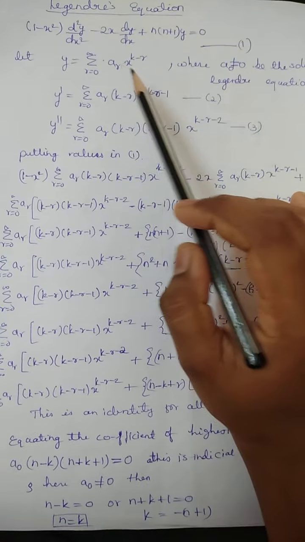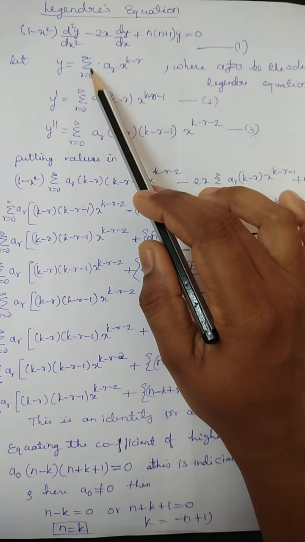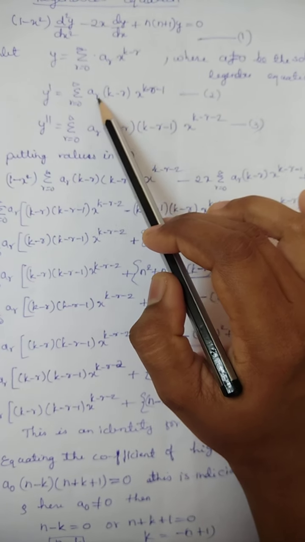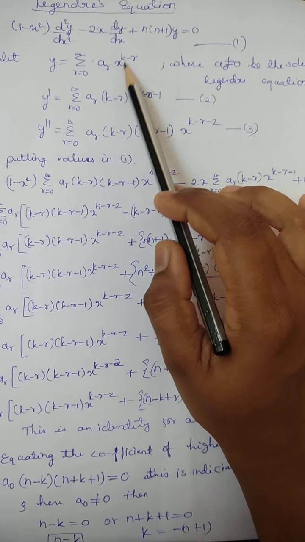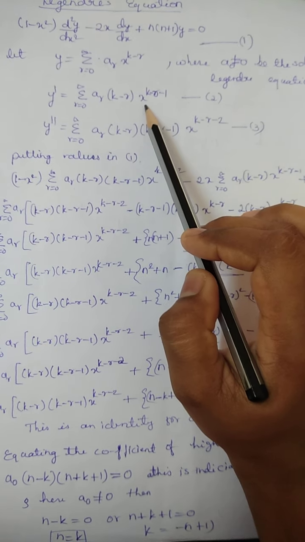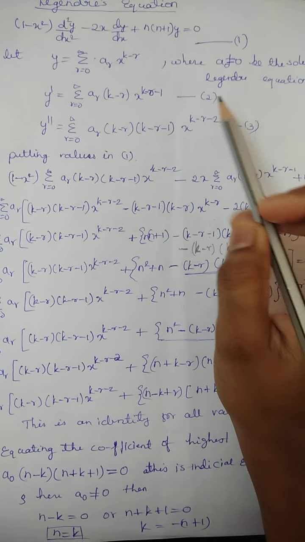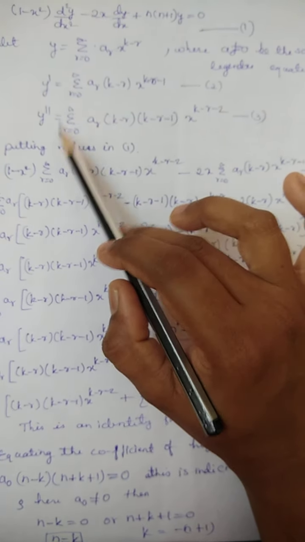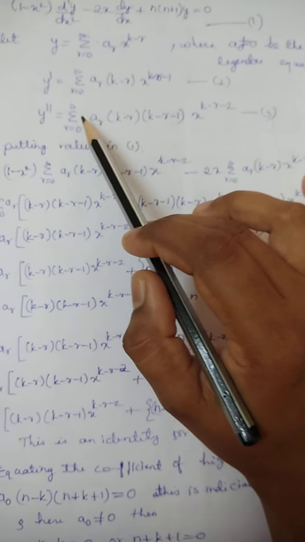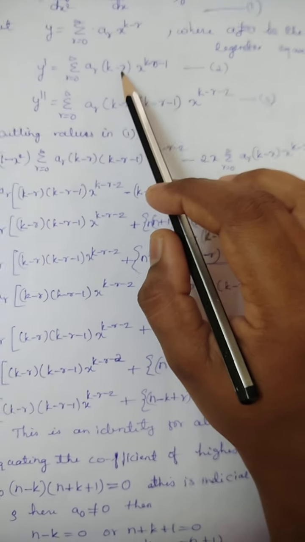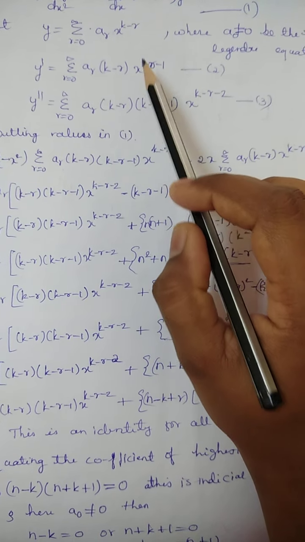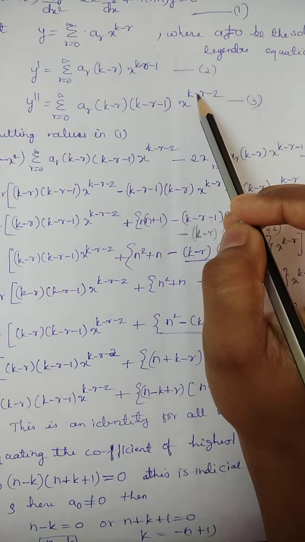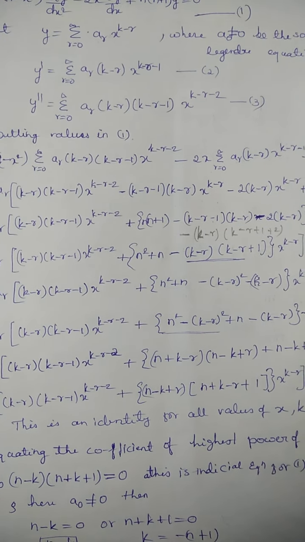Next, we will differentiate this series. So y dash is equal to the summation from 0 to infinity of a_r, and the differentiation of x raised to (k minus r) is (k minus r) x raised to (k minus r minus 1). This is equation 2. Now let us differentiate this again. Y double dash will be the summation from 0 to infinity of a_r (k minus r) (k minus r minus 1) x raised to (k minus r minus 2), equation 3.